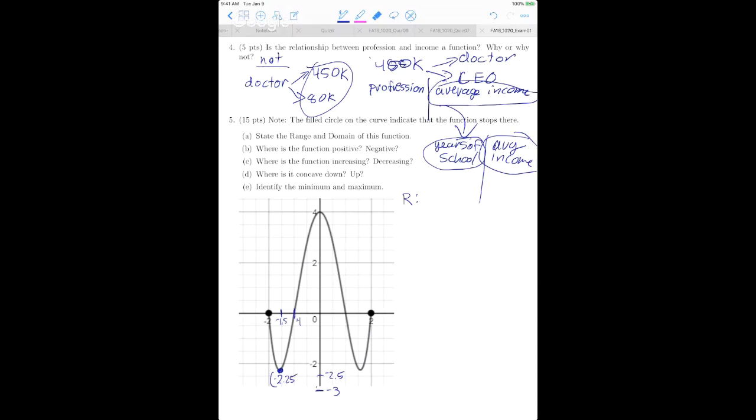Whoops, but I've already made a mistake, you see here. What am I doing wrong? I'm putting my ordered pairs backwards. So I'm going to call that point negative 1.5, negative 2.25. And so, yeah, I'm going to call this 1.5, negative 2.25. Okay.